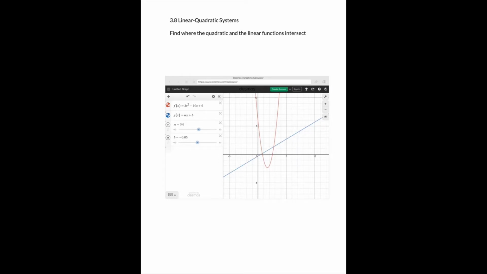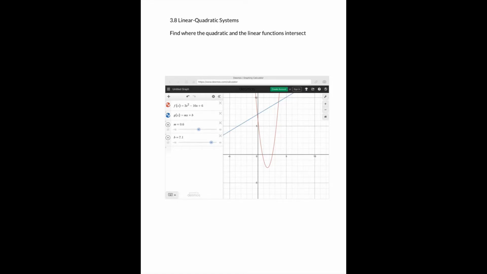If I move that line up and down, notice that it's crossing my quadratic at two places. Oh, no, now it's not touching. Okay. So we saw that we had two intersections, we had one intersection, if you were really quick you could see it, and we had no intersections.